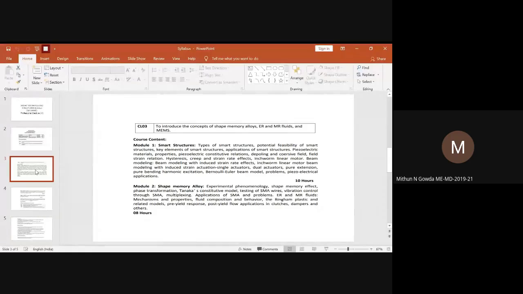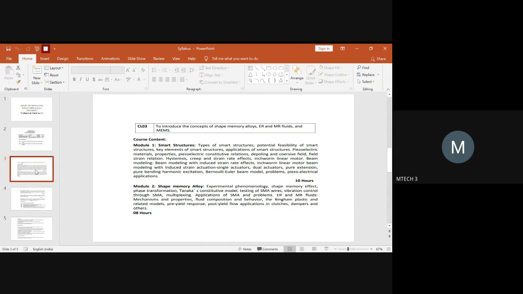Bernoulli Euler beam model. One second. I have written Mohan Ambal's name. Now yours is Mithun, na? Yes, ma'am. Okay, so can you repeat? Bernoulli Euler beam model. Okay, you are going for Bernoulli one.